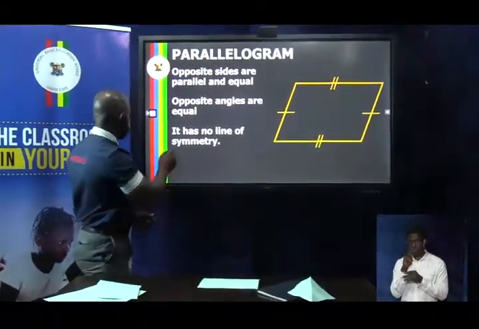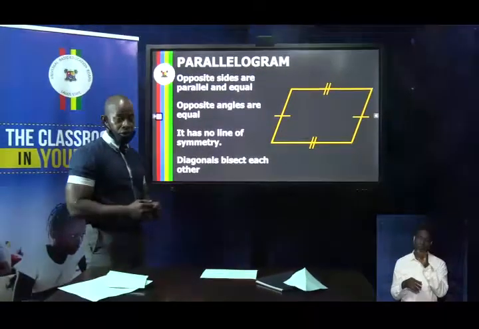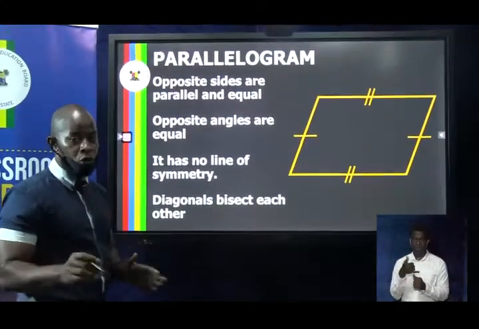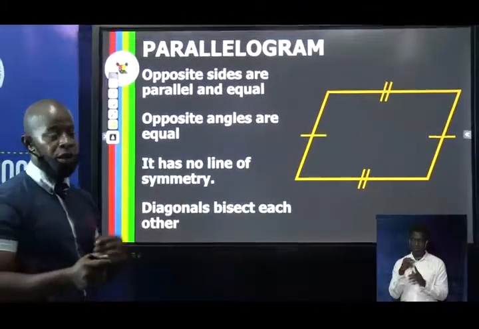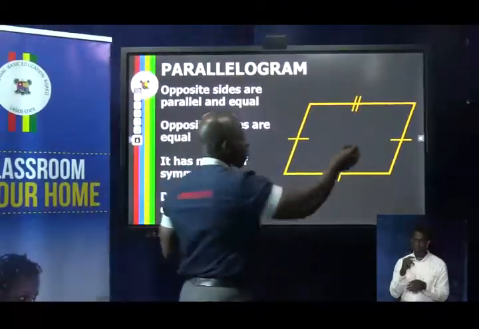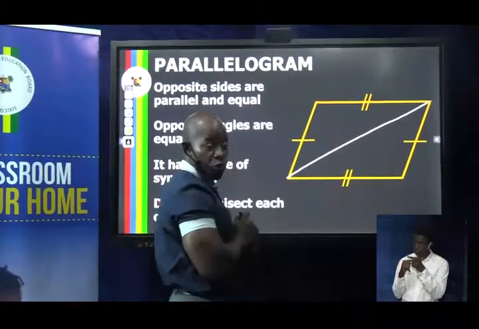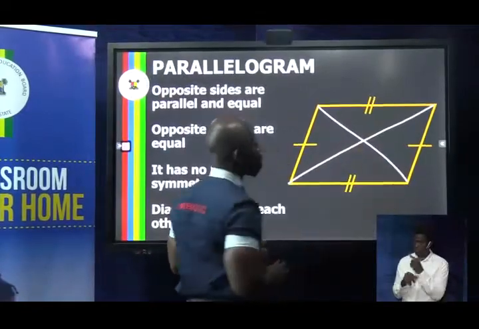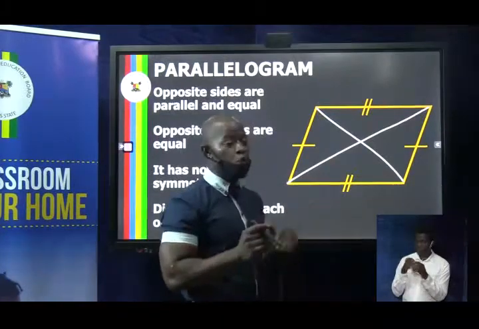Now, which other property does it have? The diagonals bisect each other. Do you remember diagonals? They are not vertical, they are not horizontal. So let's look at the diagonals of this parallelogram. A diagonal in this case will join the opposite angle. That's one diagonal. That's another diagonal. Now this diagonal divides this diagonal into two equal parts.